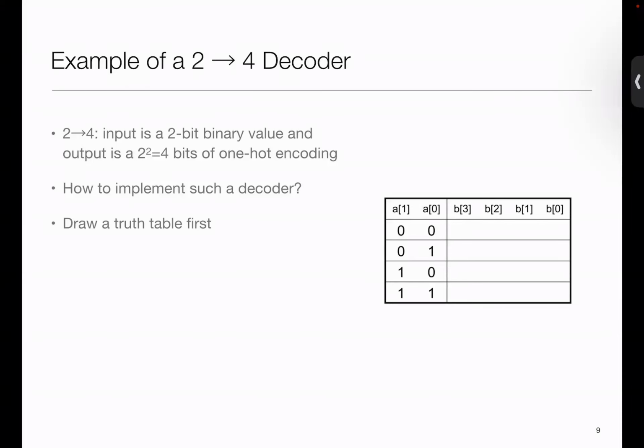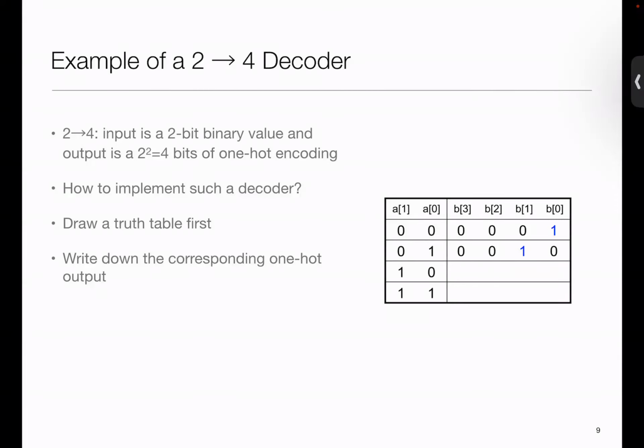So to implement this, I can use the truth table approach, except now I have 4 outputs, because output B is 4 bits. So B0, B1, B2, B3, and I have 2 bits of input, A0 and A1. If A1 and A0 are both zeros, then B0 will have to be 1, and all the others would be 0, right? Because 0, 0 represents 0. If A1, A0 is 0 and 1, then B1 has to be 1. So that's what the output would look like.